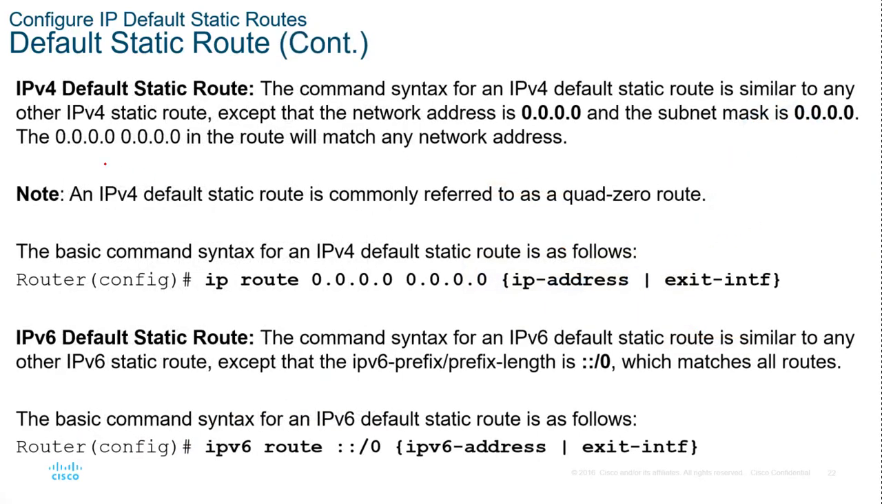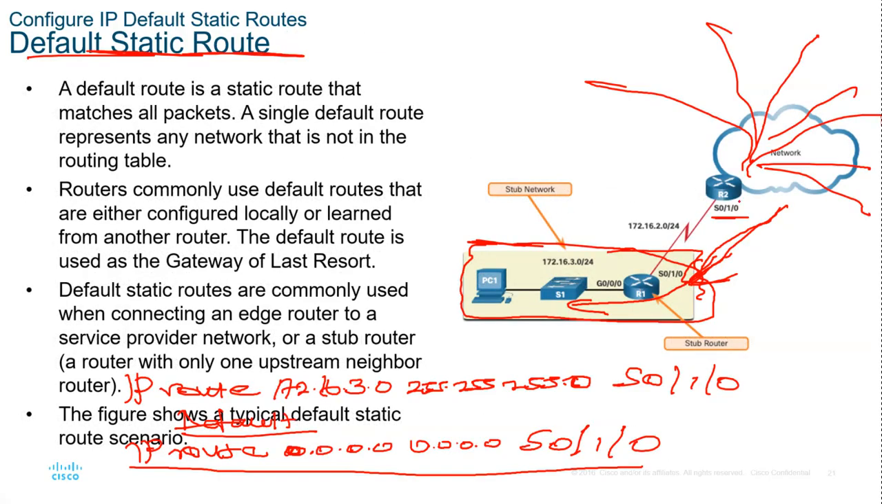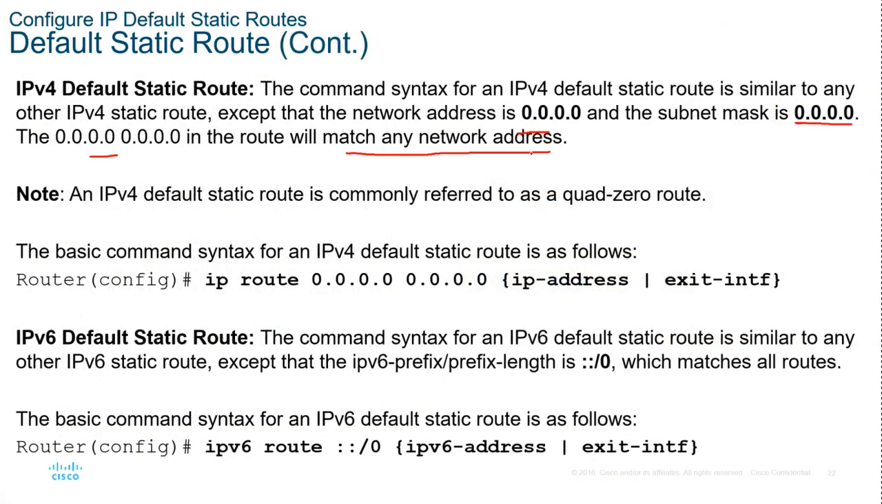So here is the syntax for the default static and what it means: the zeros and then the subnet mask 0. The 0 in the route will match any network that we have not stated, because here we have not created a route for a specific network beyond the service provider, meaning it will match any network that we need. So every time you have internet access, you can reach any network that you want. The basic command syntax for IPv4 is ip route, four zeros as the network, four zeros as the subnet mask, and either the next hop IP address or exit interface.